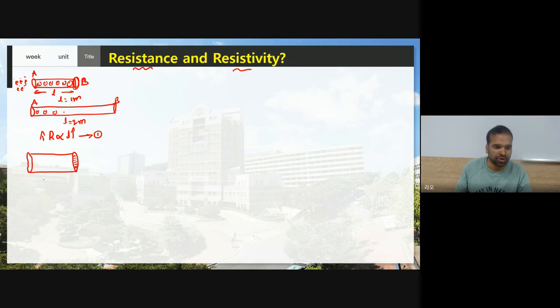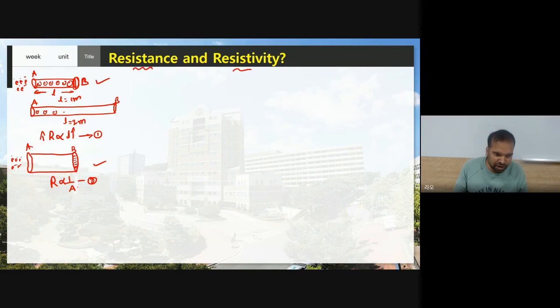Higher. So here what happened? Is it easy for these 5 electrons to flow compared to case 1 and case 2? Of course, it is very easy for these 5 electrons to travel from A to B. Therefore, from this assumption, you can write the resistance is inversely proportional to what? Cross sectional area. This is our equation 2. The more the length, the more the resistance, and the more the cross sectional area, the less the resistance.